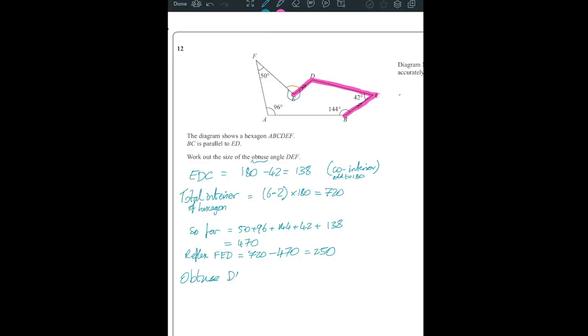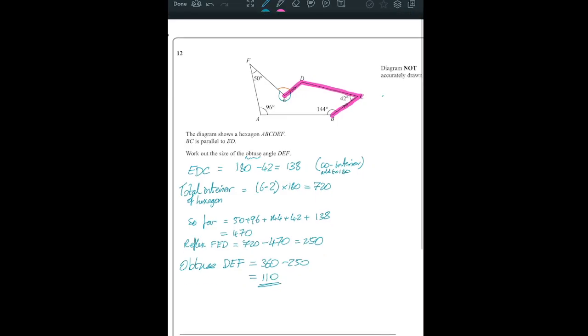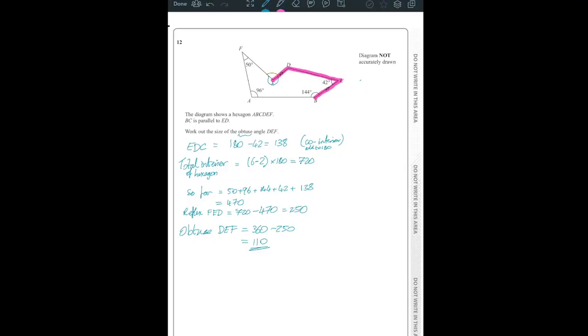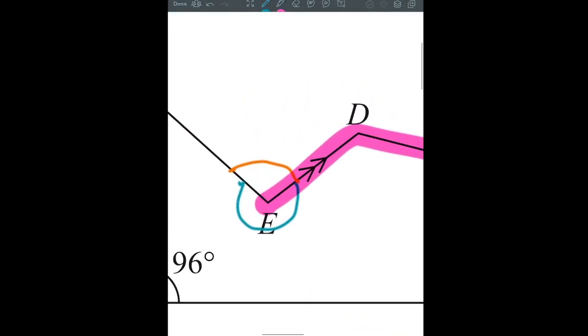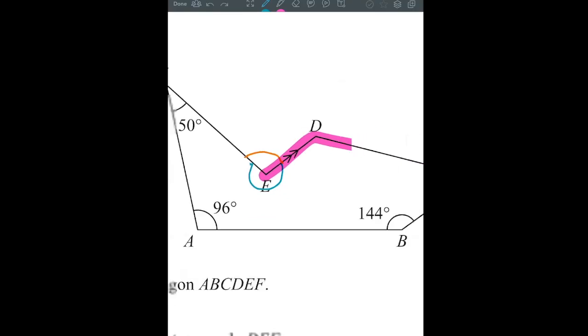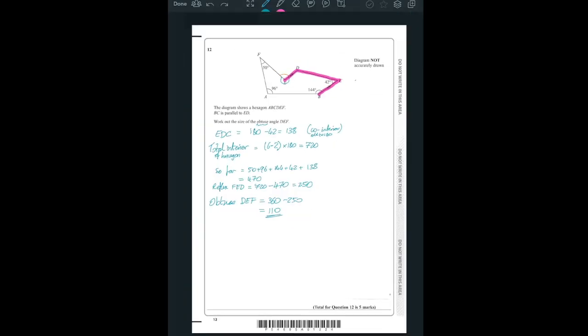So the obtuse, I'm going to write the letters the same way around as they did this time, is the leftover around a point. So that is 110, which does look reasonable for how the picture is drawn. It isn't drawn accurately, but it does give you a bit of a hint that this angle indeed is, well, the question said it was reflex, but it's not that much more than a right angle. So 110 seems very reasonable.